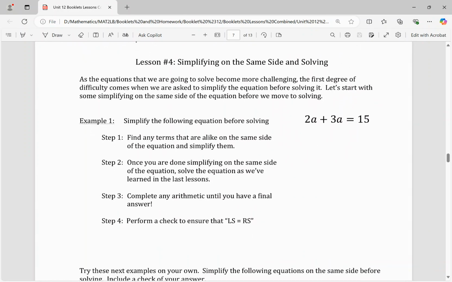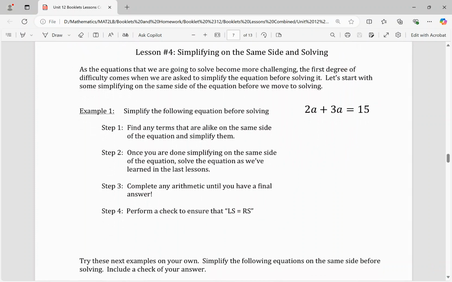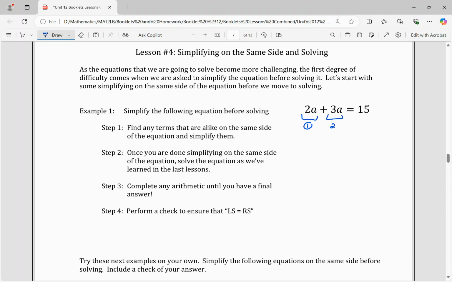Now let's take a look at the first example where we have 2a plus 3a is equal to 15. Now we would like to find the a value that when I substitute it in, it makes the left-hand side equal the right-hand side. And the problem here is that there are actually two a values, as you can see here on the left. Now, the way that we can make our life quite a bit easier is by combining them, right? Remember that when you have multiple terms, so I have one term here and I have a second term here.